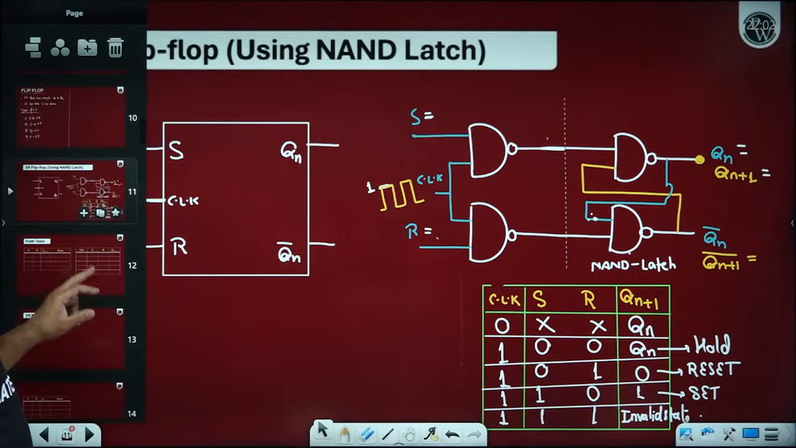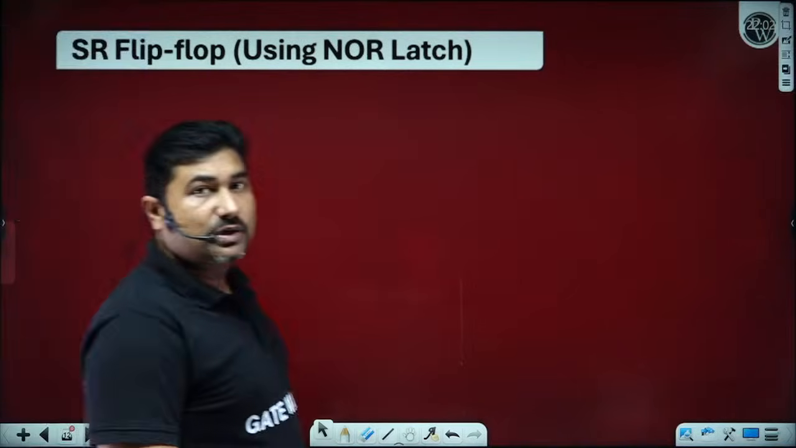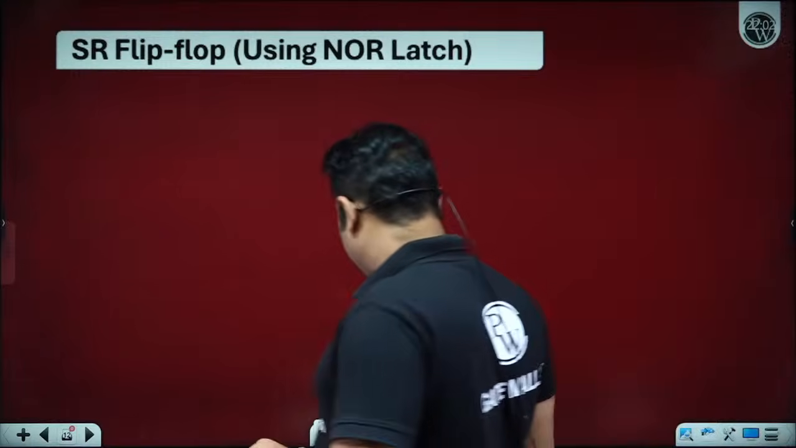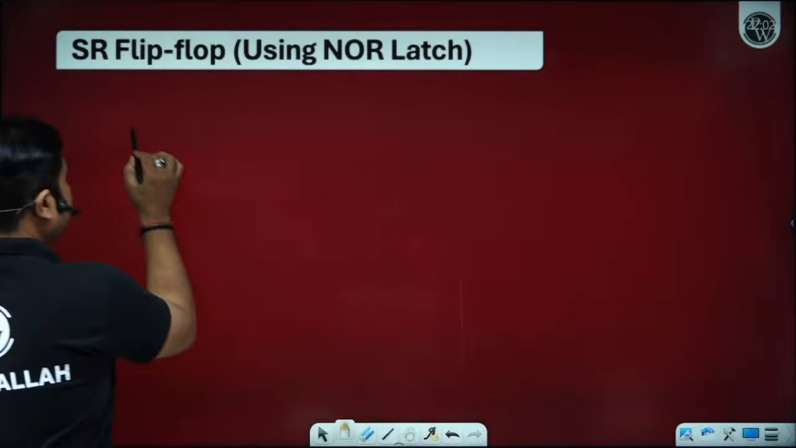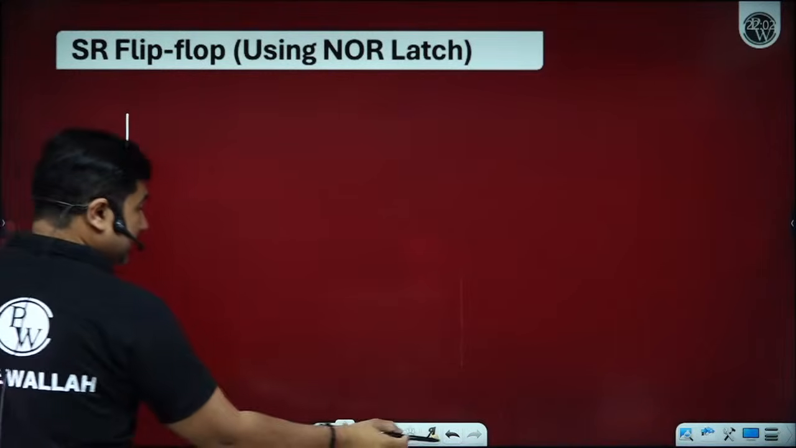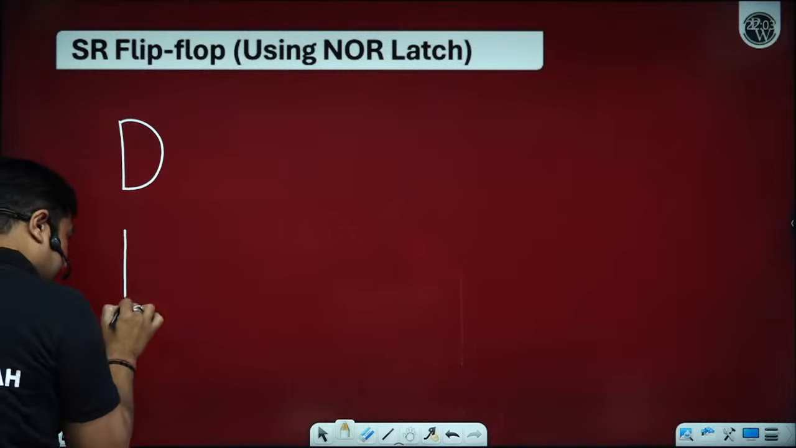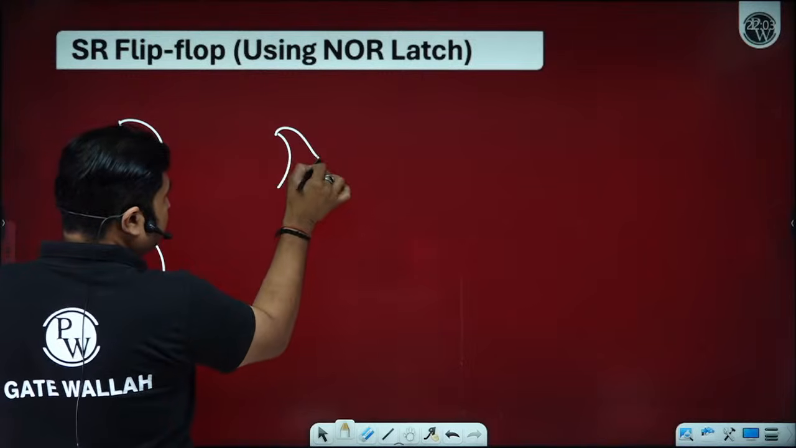Now, if we talk about SR flip-flop, it can also be designed by using a NOR latch. Let's have a discussion of SR flip-flop by using a NOR latch. First two logic gates are steering gates. I'm using AND gates as steering gates for a NOR latch. And we have the NOR latch.